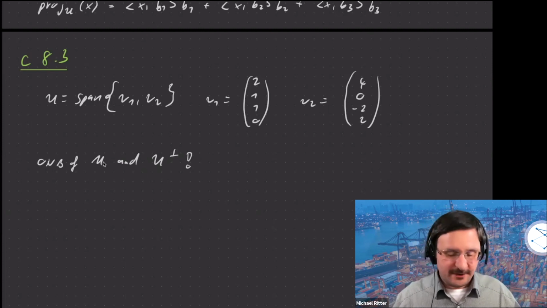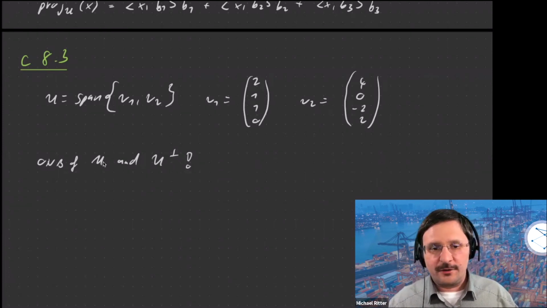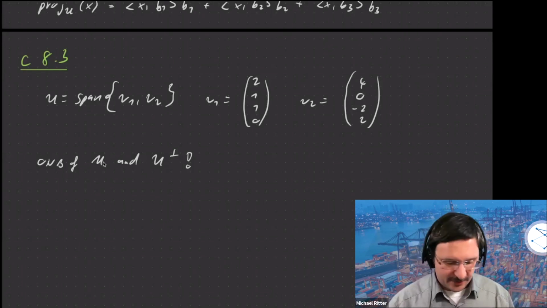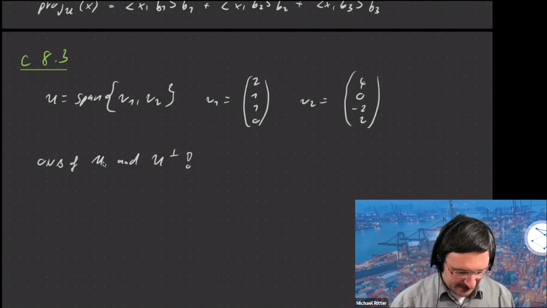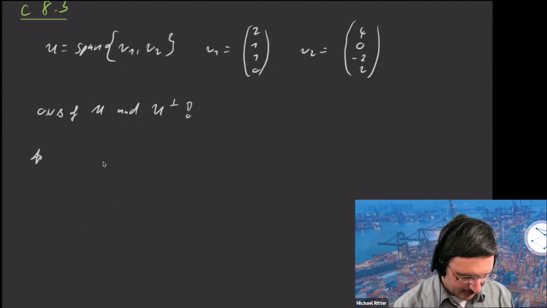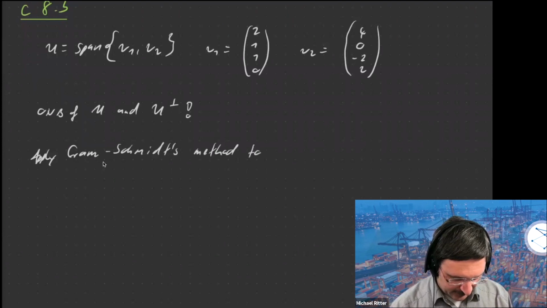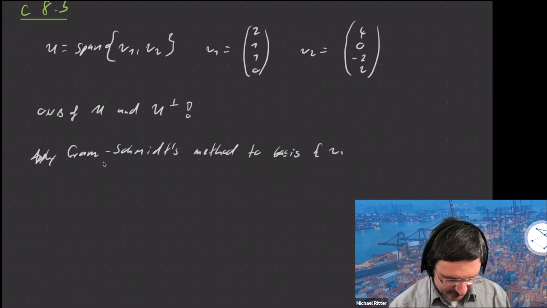And we'll start with the ONB of U. To determine an orthonormal basis of any vector space, what you do is you start with any basis and then you apply Gram-Schmidt's method. So that's what we're going to do here. We're going to apply Gram-Schmidt's method to the basis given by v1 and v2.